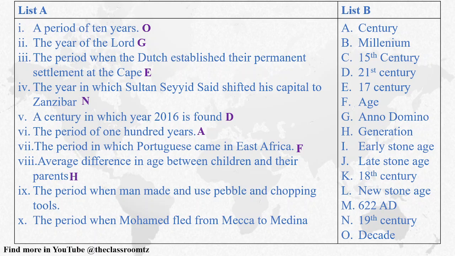Average difference in age between children and their parents, that is generation. A period when man made and used pebble chopping tools, that was early Stone Age. Pebble tools was early Stone Age. A period when Muhammad fled from Mecca to Medina, that was 622 AD. That is when Prophet Muhammad fled to Medina.